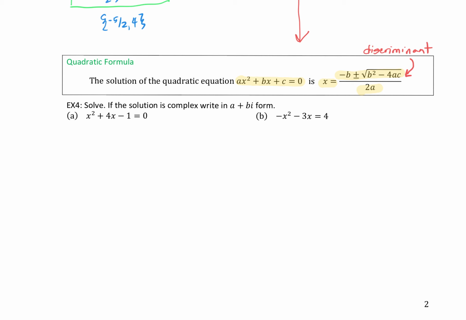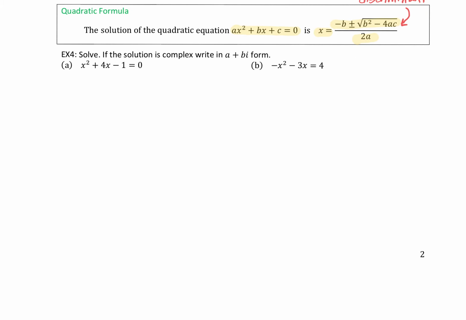So if the discriminant, the b squared minus 4ac, is 0, then you get one solution. Otherwise, you're going to have two solutions, and either they're both going to be real solutions or you're going to get two imaginary or complex solutions. Example 4 says solve. If the solution is complex, write it in the a plus bi form.